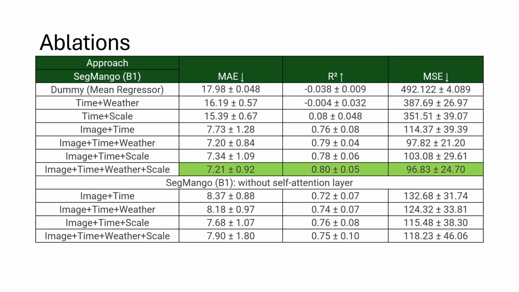As this is a multimodal fusion based technique, in the ablation we checked the contribution of different modalities to the final output. Initially dummy, then time and weather, time and scale, image with time and weather, image with time and scale, and image with time, weather, and scale, all of them. You can see the results, and we are getting the best with all of them. Also, we checked what happens if we don't use the self-attention layer for fusion, and the results are relatively bad.